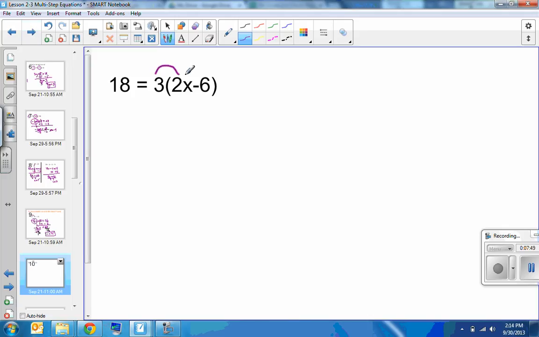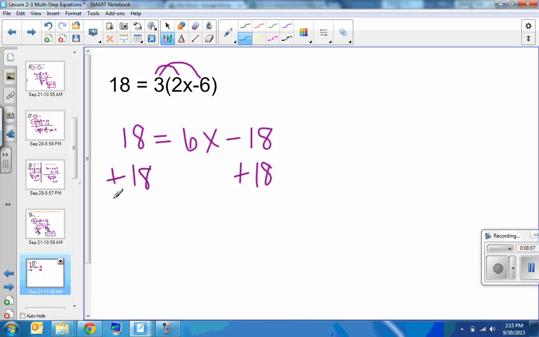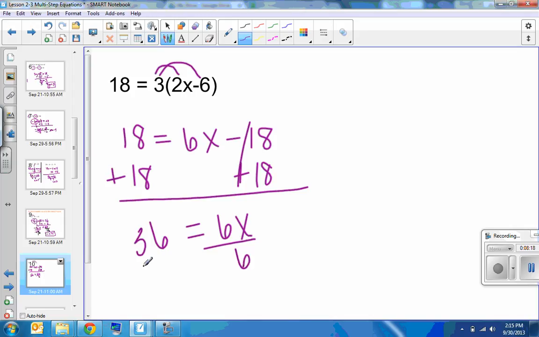So let's look at this one. I'm going to distribute 3 times positive 2x and 3 times a negative 6. 3 times 2x is 6x. 3 times a negative 6 is a negative 18. Opposite of subtracting is adding, so I'm going to add 18 to both sides. Bring down my 6x. 18 plus 18 gives you 36. Opposite of multiplying is dividing, and x equals 6.